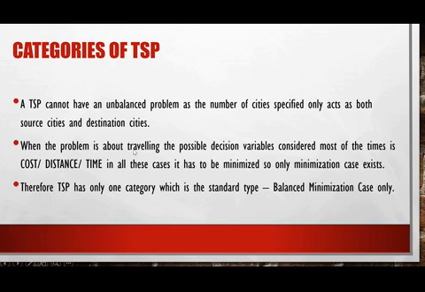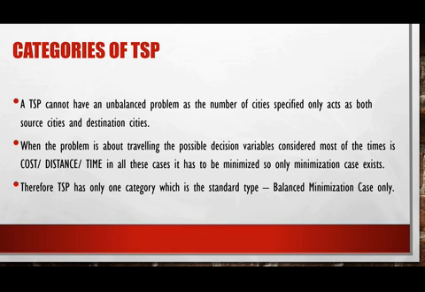Now we'll see. When the problem is about traveling, the possible decision variables will be either cost or distance or time. Most of the time, the decision variable will be cost, distance or time. Whether I consider cost, distance or time, my objective will always be minimizing it. In all these cases, it has to be minimized. So only the minimization case exists in TSP. Therefore, TSP has only one category, which is the standard type, the balanced minimization case only. No different categories.